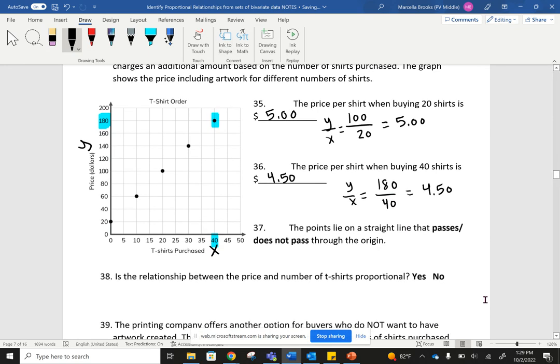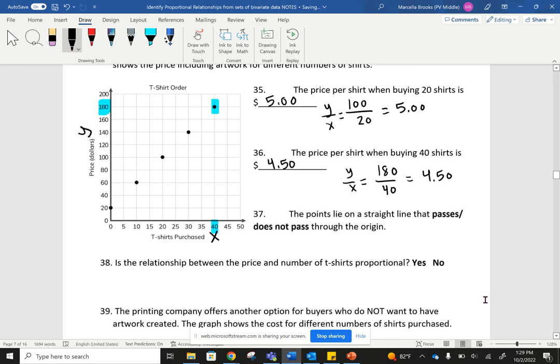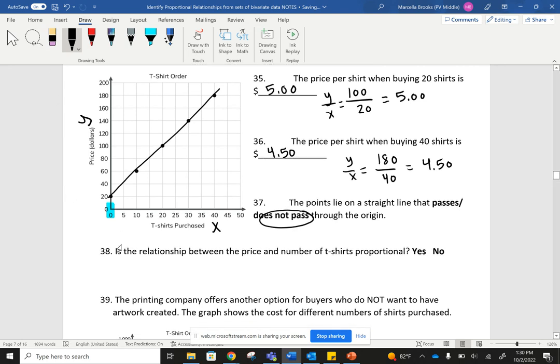So number 37. The points lie on a straight line that passes or does not pass through the origin. So let's remember that the origin is at (0, 0). So it is right here. Does it look like this line is going to pass through (0, 0)? I don't think so. So it does not pass through the origin. So is it proportional? No. It has to pass through the origin to be proportional.